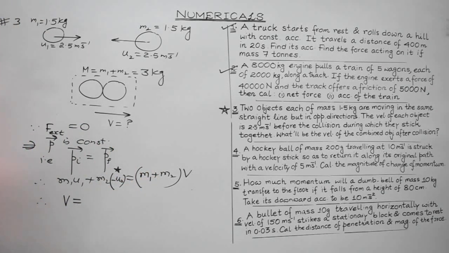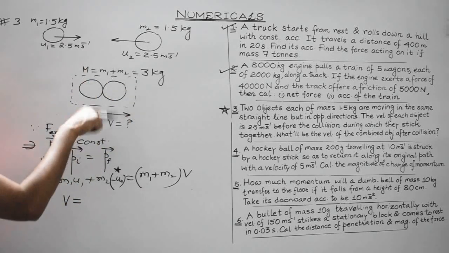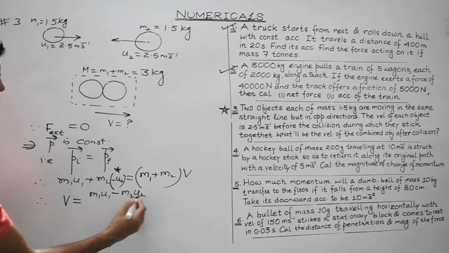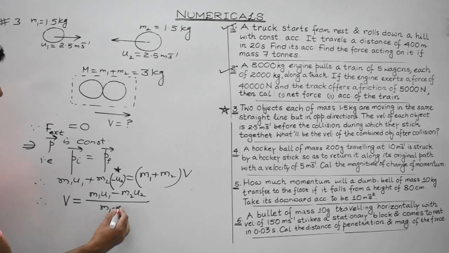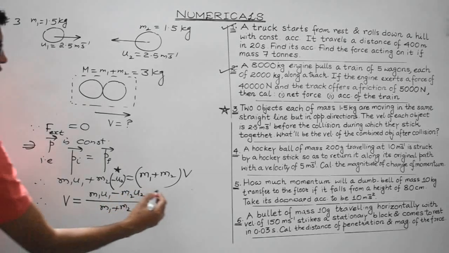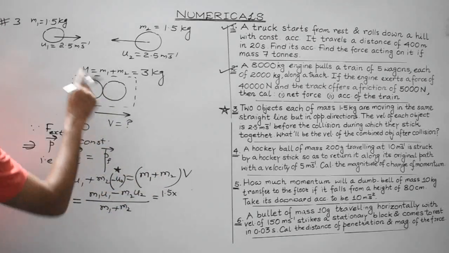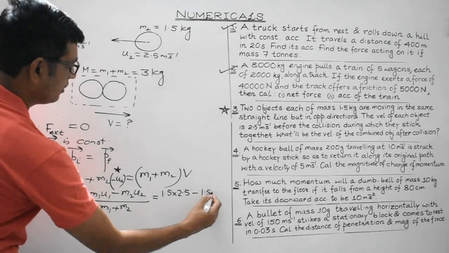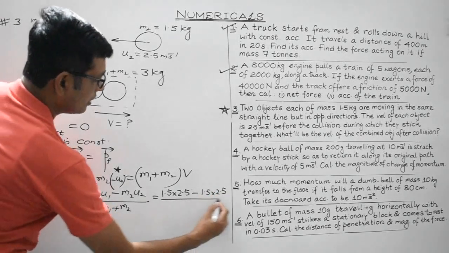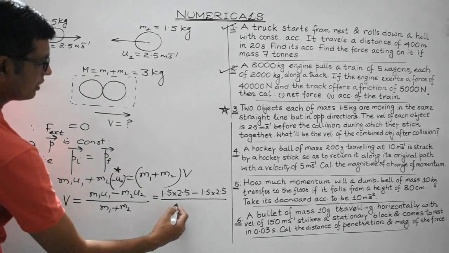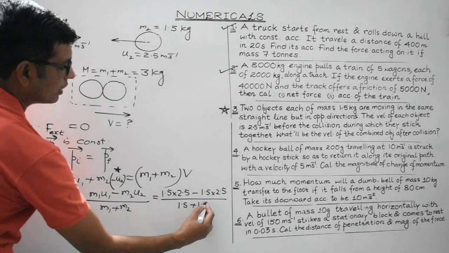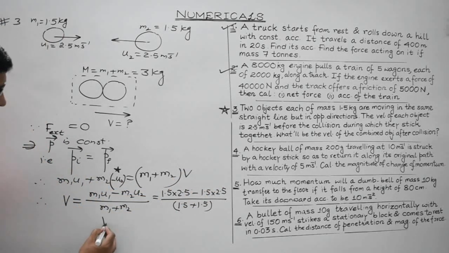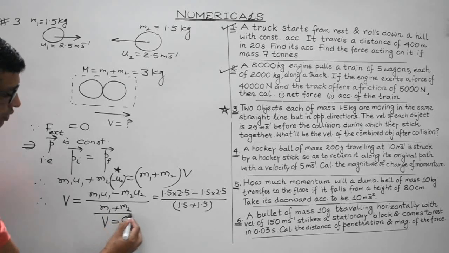So the common velocity, or rather the velocity of the combined mass after collision, would be m1u1 minus m2u2 divided by m1 plus m2. So let's substitute the value. m1 is 1.5, it is 1.5 into 2.5 minus 1.5 into 2.5, divided by m1 plus m2, that is 1.5 plus 1.5, that is 3. Now the numerator is 0, therefore v would also be equal to 0.